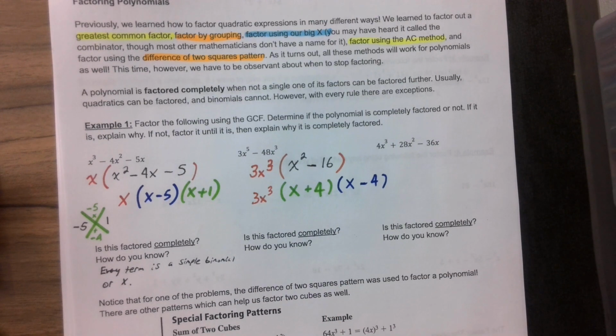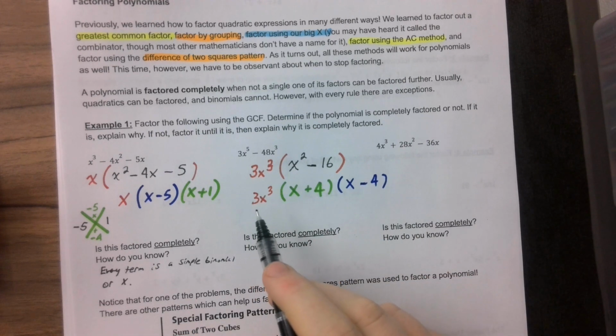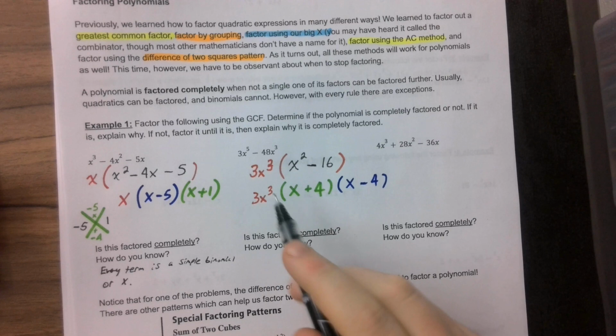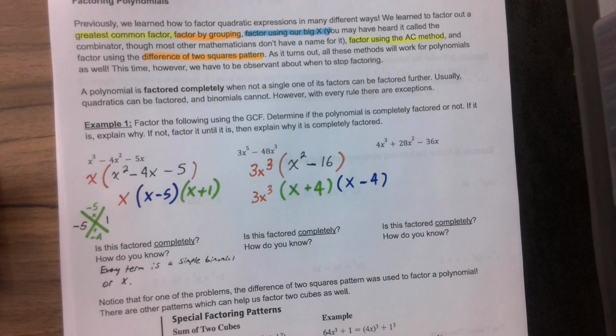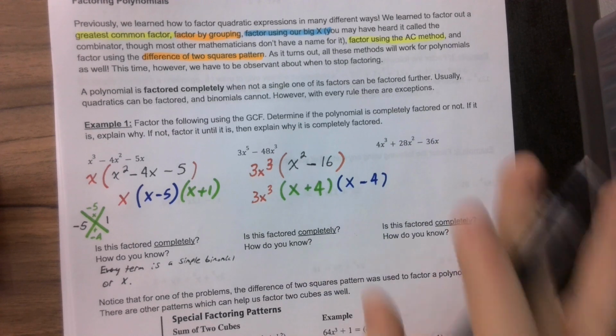And once again, this looks like it's factored completely. How? Well, 3x cubed can't really be factored, per se. It's just a single term. And these binomials are as simple as they can get. We can't factor anything out of them either, so we're good.